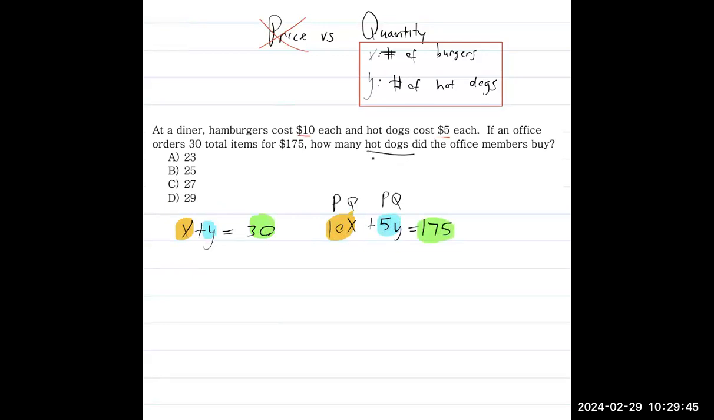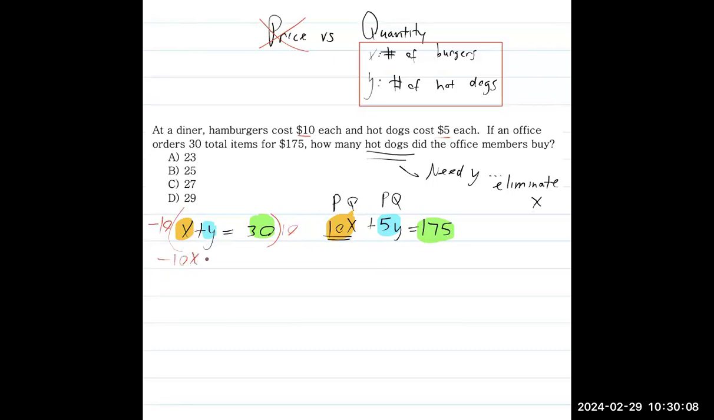Now we need the hot dogs, so we need Y. So let's take advantage of that and instead eliminate X. So what do we need to eliminate X? Because here we have 10X, it would be awful nice to have negative 10X on this equation, which we can create easily by multiplying both sides by negative 10.